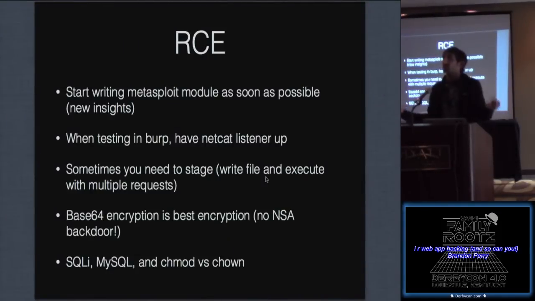So if you find an RCE in a web app, start writing a Metasploit module as soon as you can, because you get new insights as you start trying to automate the way the exploit works. You start realizing, oh, I didn't realize that the application requires CSRF or doesn't have any CSRF protections or anything like that. And so now not only do you have RCE, you've got CSRF vulnerabilities that you didn't realize were there.